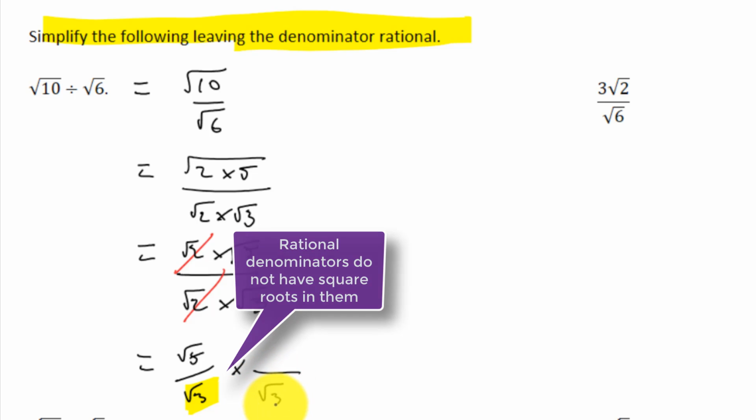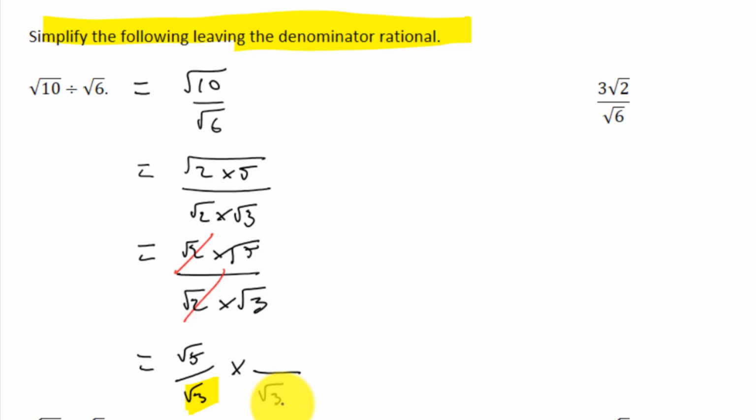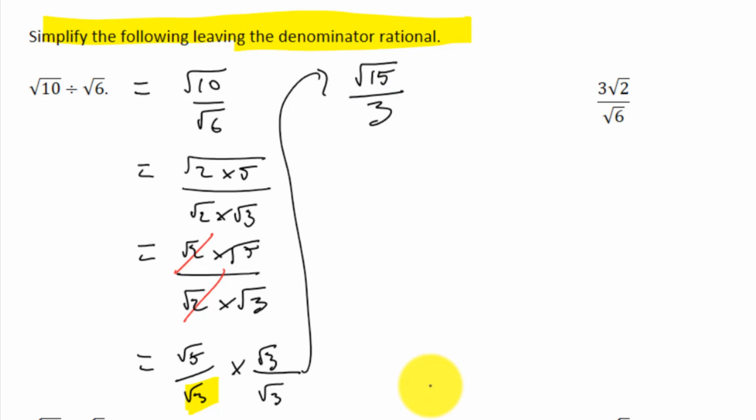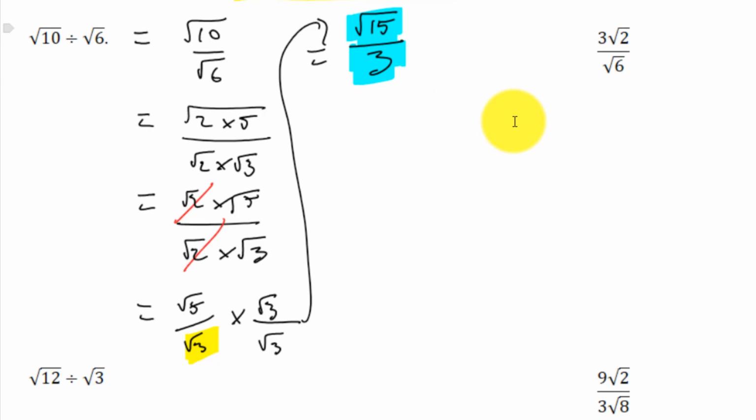If we times the bottom by the square root of 3, square root of 3 times the square root of 3 is just 3, and that's now rational. So we must times the top by the square root of 3. So square root of 5 times the square root of 3 gives us the square root of 15. Square root of 3 times the square root of 3 is just 3. So this gives us our final answer, where the denominator is rational now because there's no square roots in the answer. So that is our final answer.